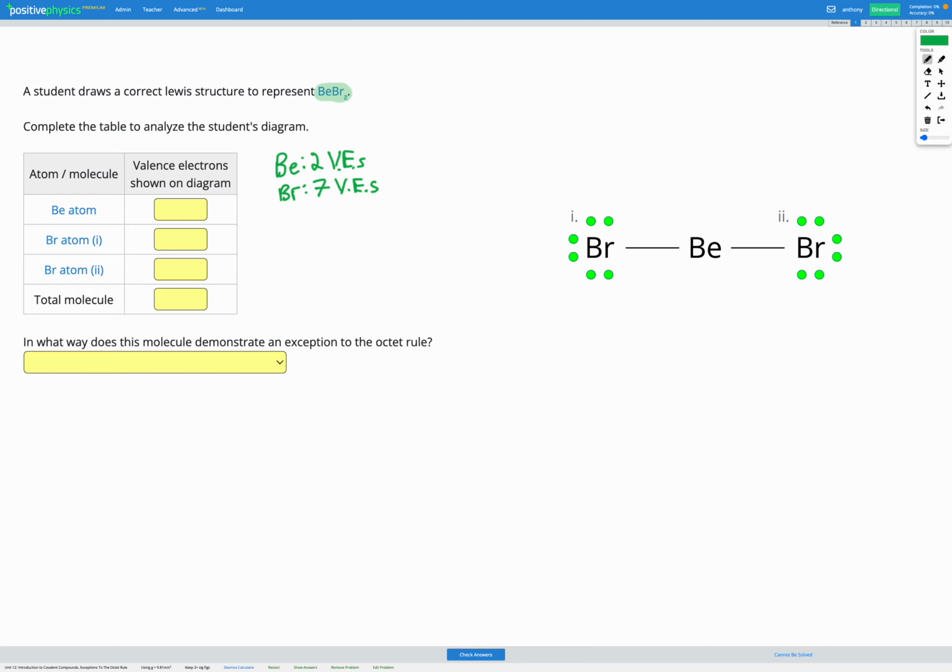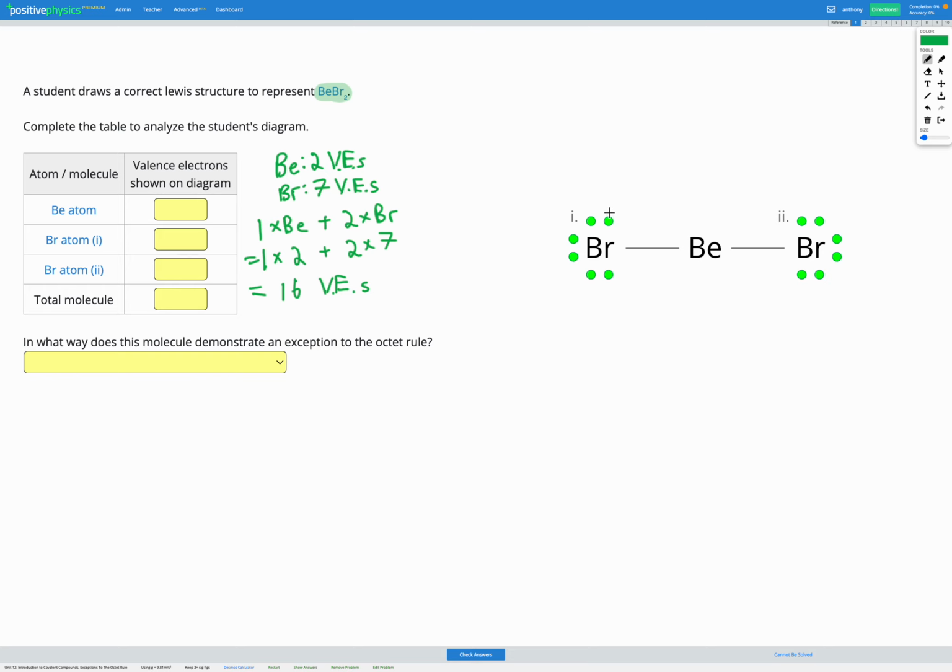And let's just add up the total that we should have. We've got 1 beryllium atom, and we've got 2 bromine atoms, which means we have 1 set of 2 valence electrons plus 2 sets of 7 valence electrons, which gives us a total of 16 valence electrons. So we should be seeing 16 valence electrons on our diagram.